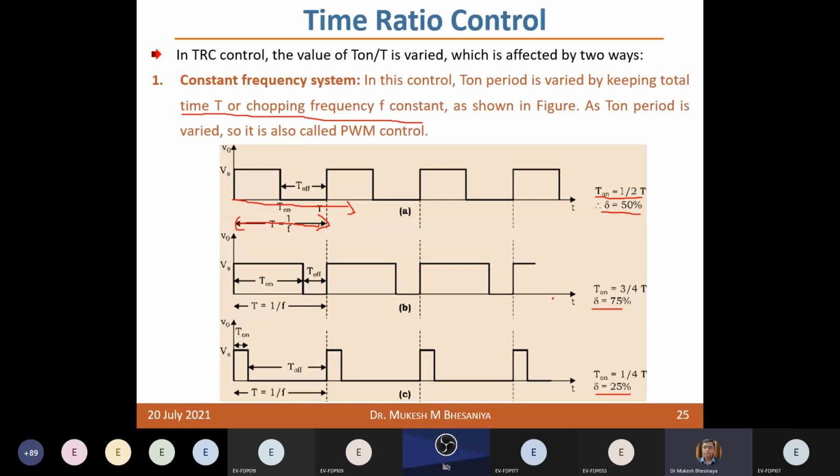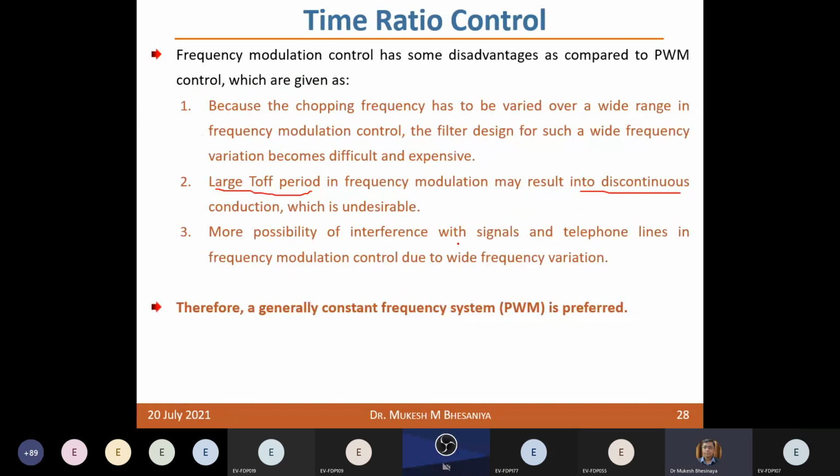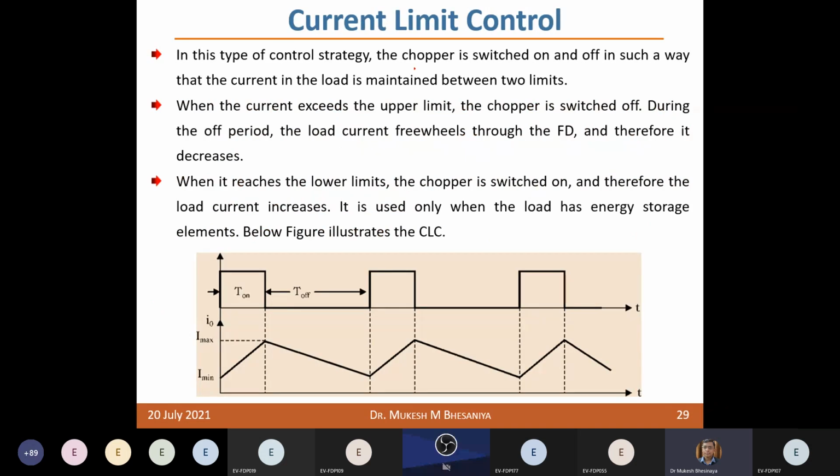And last, the third one is the more possibility of interference with the signals and the telephone lines, because in a frequency modulation you have a wide variation of frequency. Okay, so that also needs to be taken care of, right? So generally the constant frequency system, which we also call the PWM method, is preferred. Okay. Another is a current limit control, wherein you just keep your current within a limit between these two limits, and based on that you turn off the switch. Okay, but this is also not widely used.